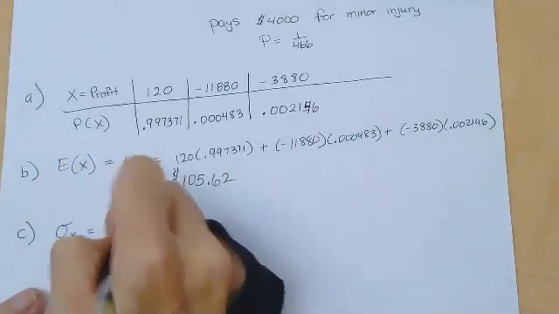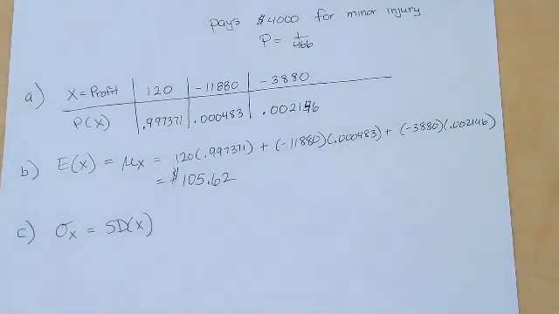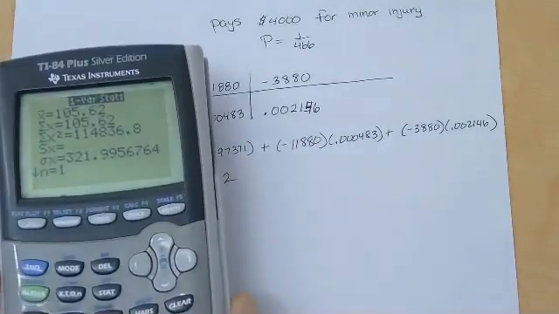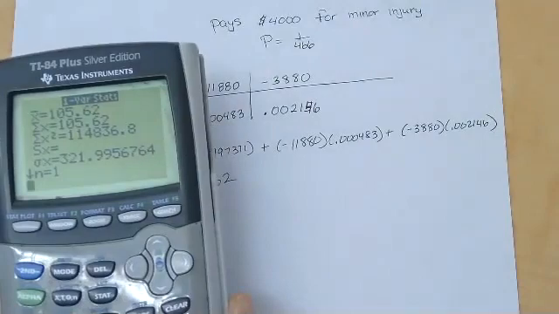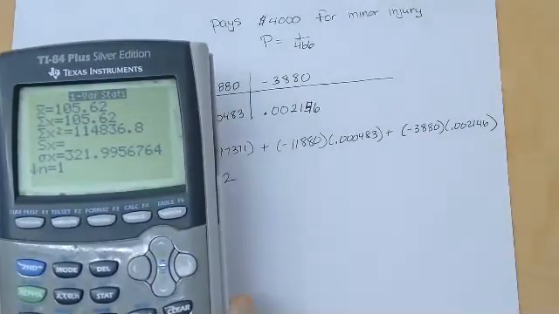Okay, standard deviation of X. You can call it either way. Standard deviation of X, standard deviation of X. I'm not going to write the whole formula out. I'm just going to tell you what it is. It's $321, basically even. That does not sound right.